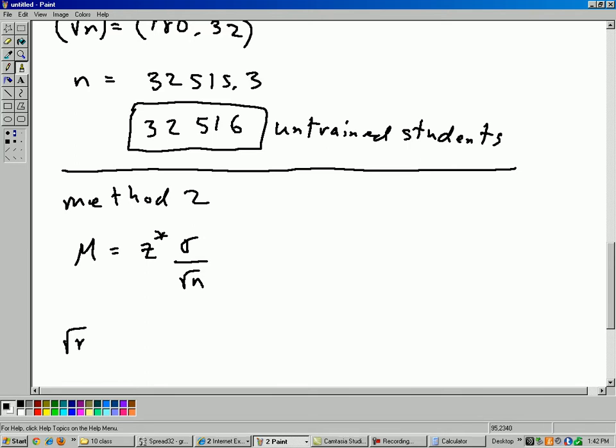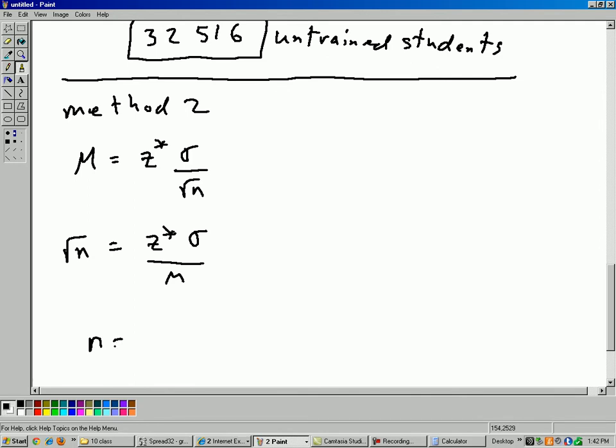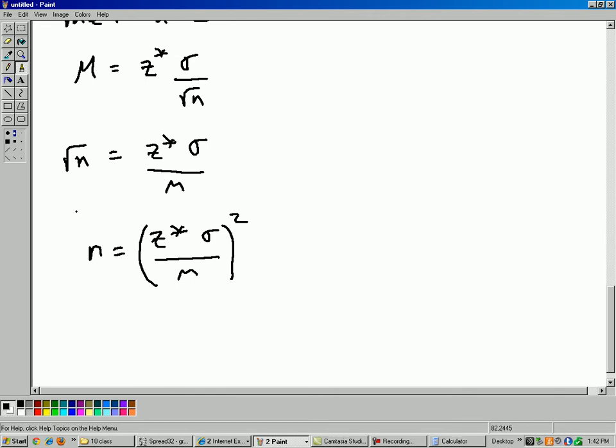I have square root of n. Move the m down. I'm going to have z star sigma over m. And then square both sides. And I get n equals z star times sigma over m, all squared. Okay, then once you have your formula, you can go ahead and just plug in your numbers. In this case, 2.576 for z star, 7 for sigma, 0.1 for m. Do the arithmetic, and you'll get the same answer either way you do it.